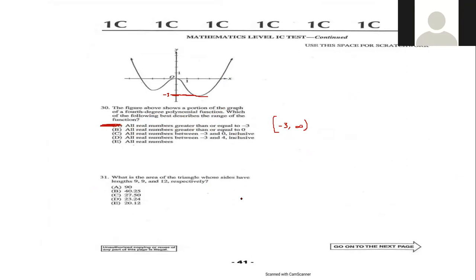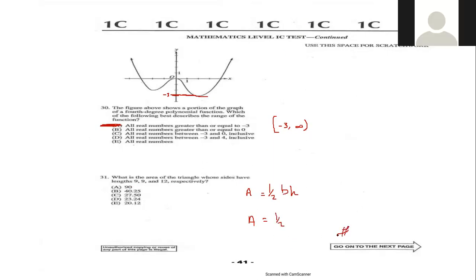Next question, 31. What's the area of the triangle whose sides have lengths 9, 9, and 12? The area equals half base times height. This is the area of a triangle.